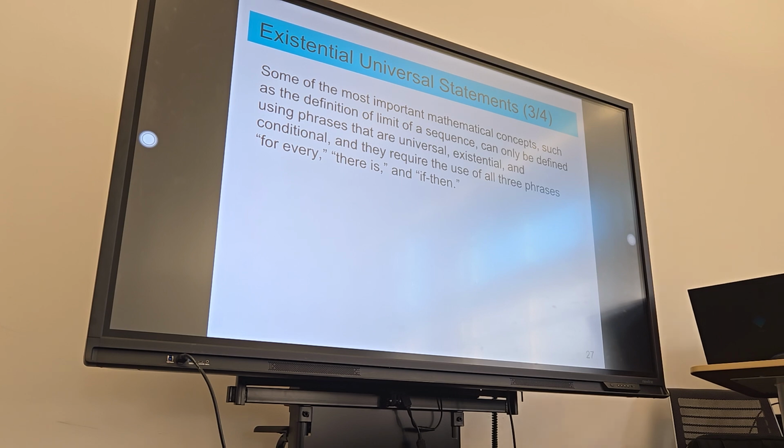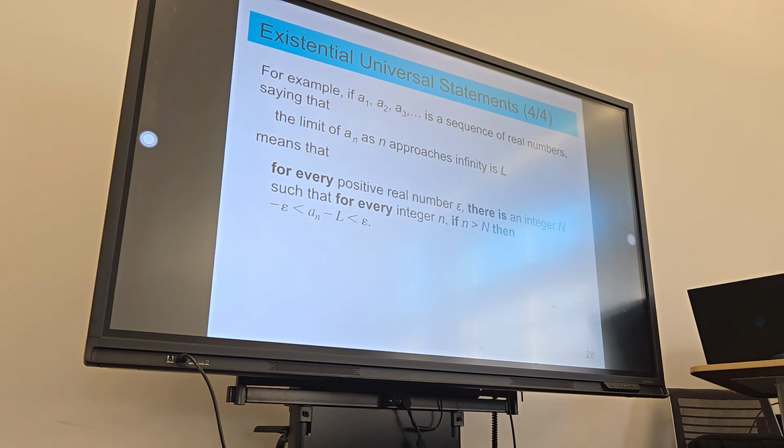Some of the most important mathematical concepts, such as the definition of limit of a sequence, can only be defined using phrases that are universal, existential, and conditional. And they require the use of all three phrases: for every, there is, and if-then. Anybody remember the formal definition of a limit from Cal 1? No? Yeah, it's one of those little pieces that's helpful when you're learning how to create a derivative, but after that, it just kind of slips away. But there it is.